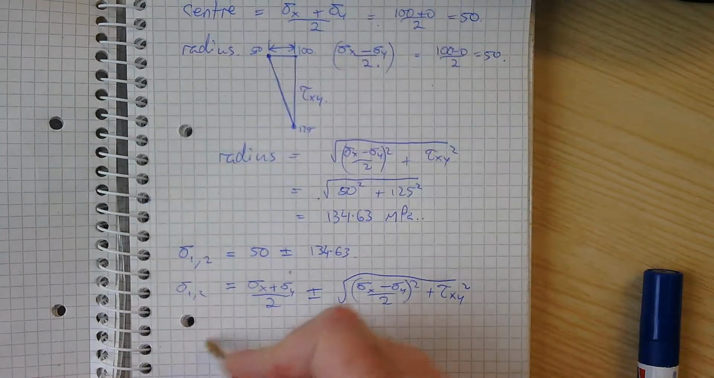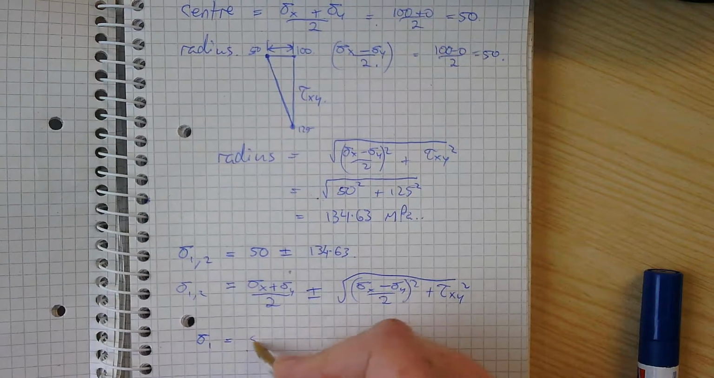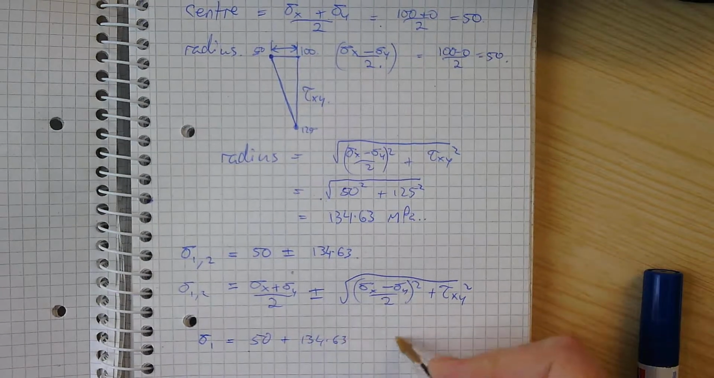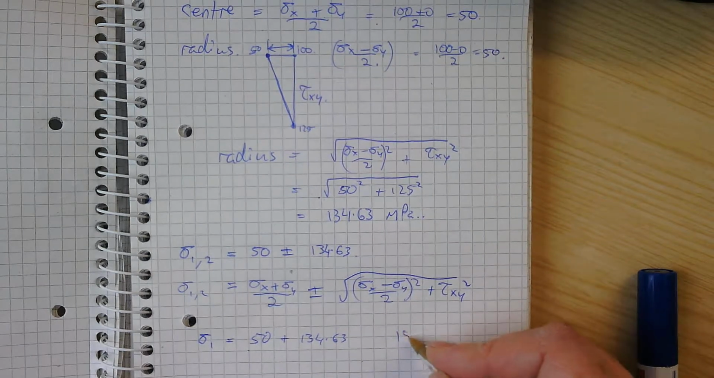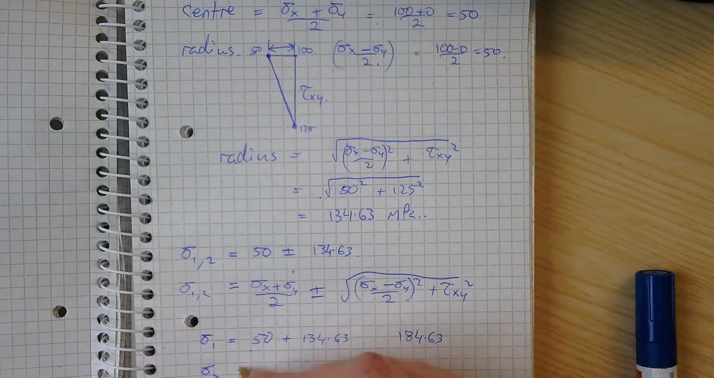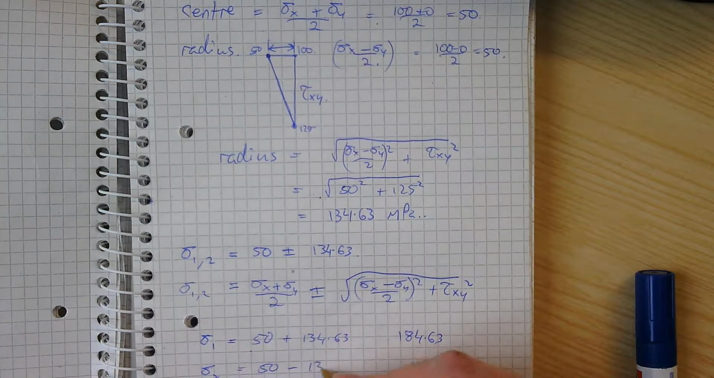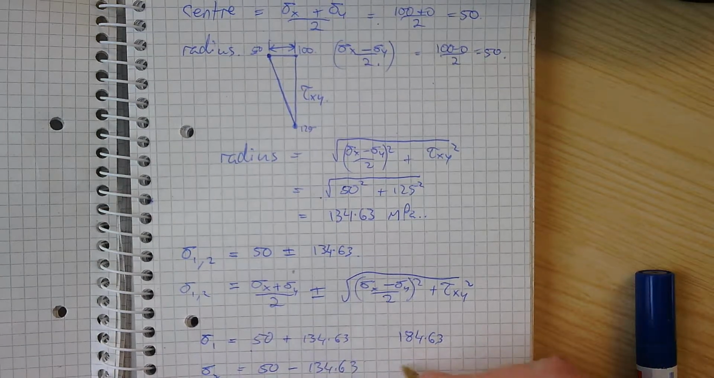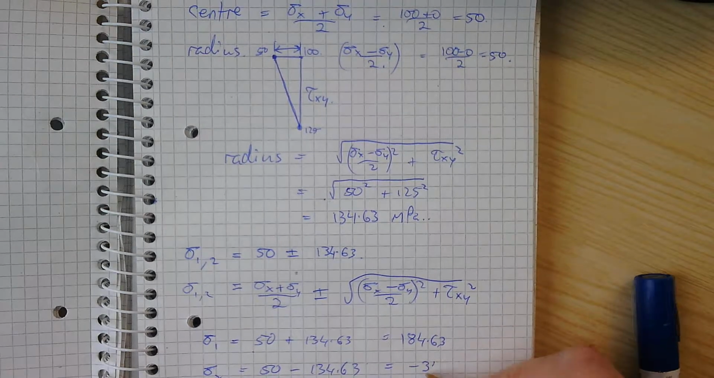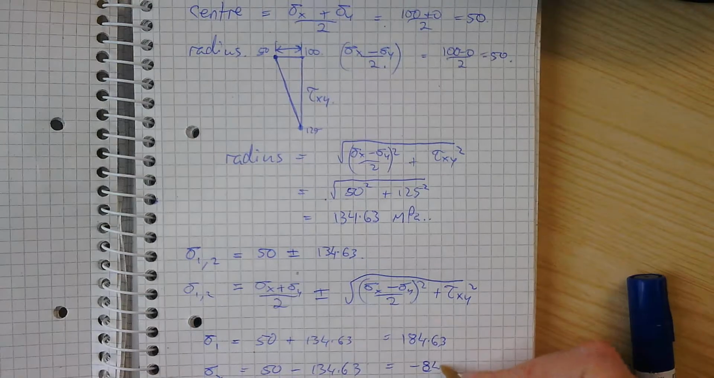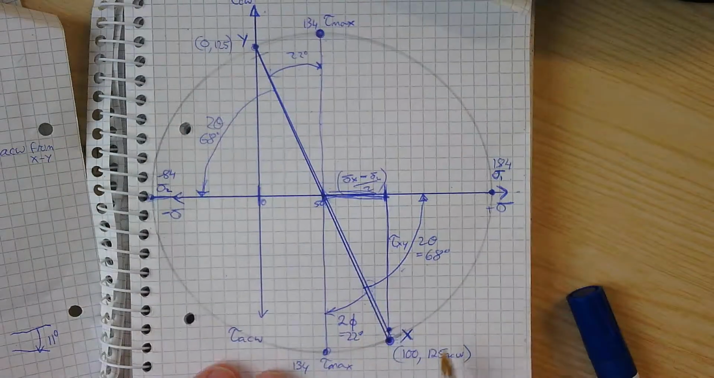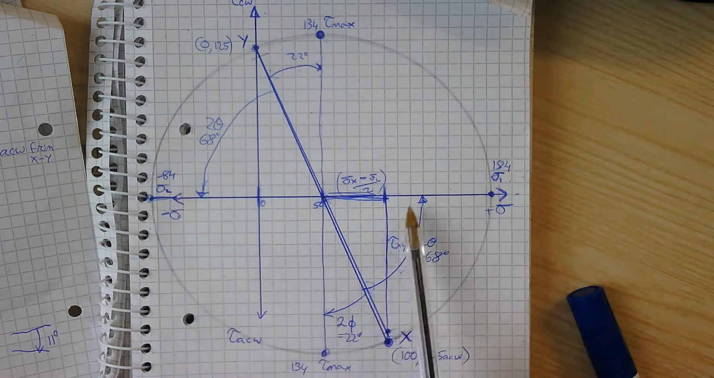So sigma 1 is 50 plus 134.63, which is 184.63. And sigma 2 is 50 minus 134.63, which is minus 84.63. So I was out by 0.6 of a megapascal, but it's close enough.